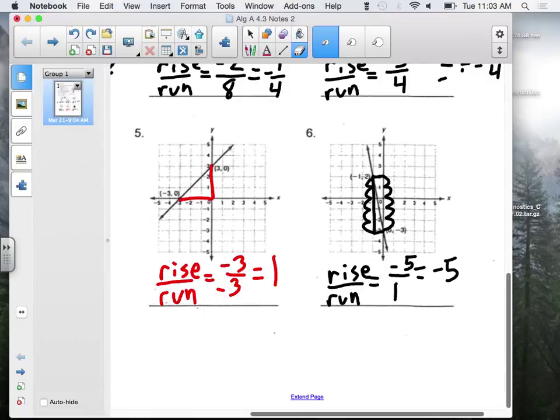So could we really think of rise as change in y's? Is that what we're doing? We're counting up and down. Is that the change in y's? Are we finding the difference between the y's? Are we finding the difference in their distance? Isn't that what we're doing when we count up and down? Sure we are. Rise is the same as change in y. Run is the same as change in x. That's right.